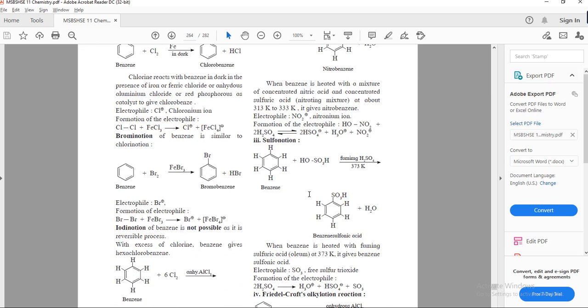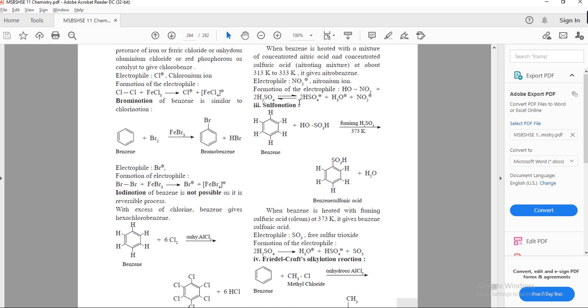And the third reaction is what? Sorry, in the reaction, first the electrophile will generate. The electrophile is NO2 plus. H2SO4 and nitric acid react first, and generate the electrophile, the nitronium ion. This nitronium ion attacks the benzene ring, which is the nucleophile in the reaction. The third reaction is what?